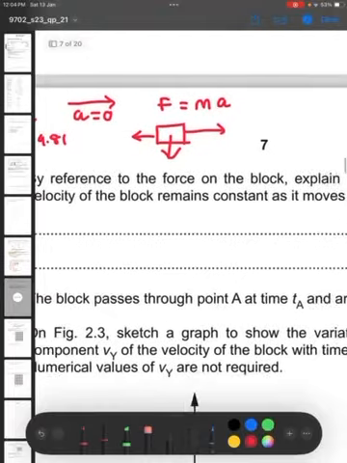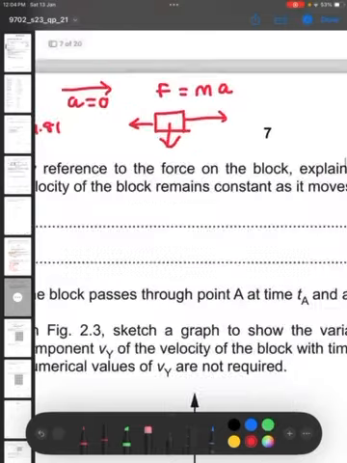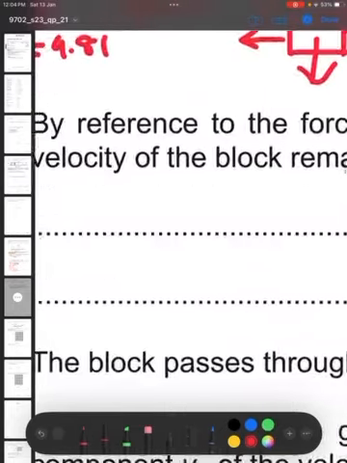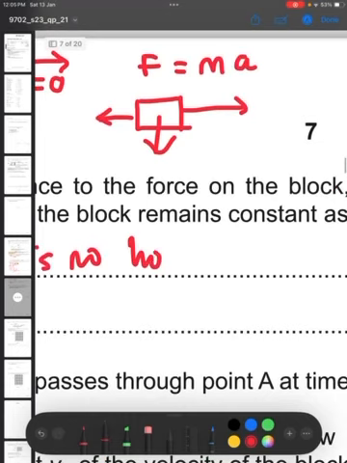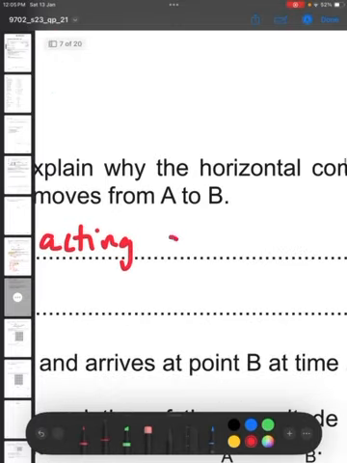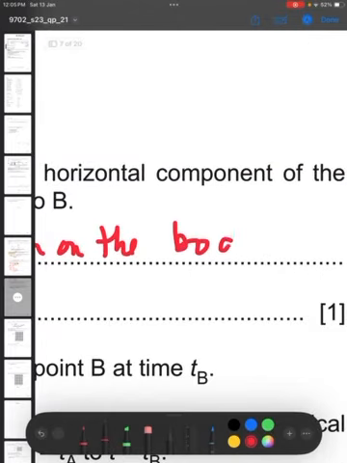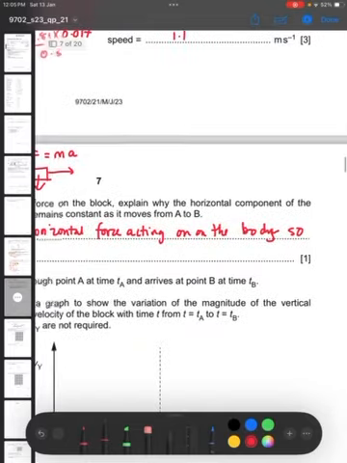So let me write the answer now. By reference to the force on the block, explain why the horizontal component of velocity of the block remains constant. So we'll say there is no horizontal force acting on the body.